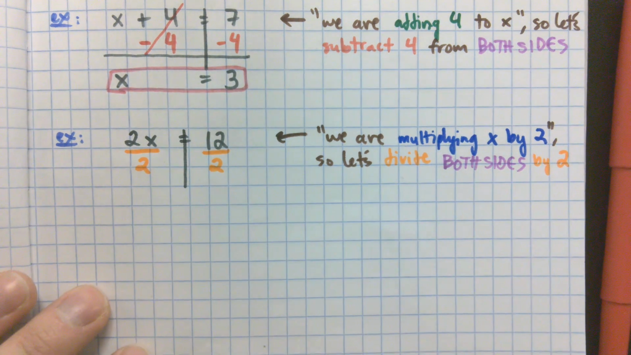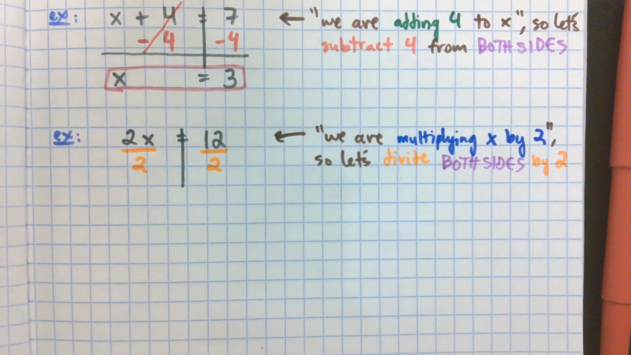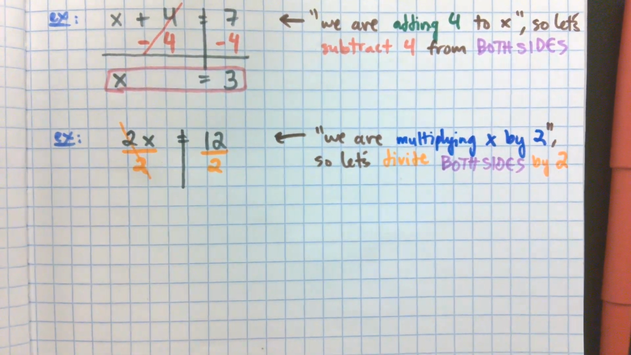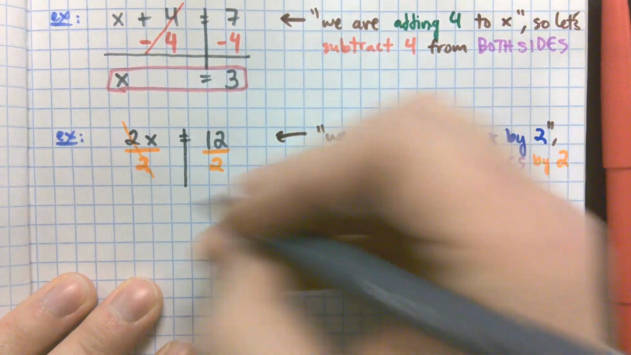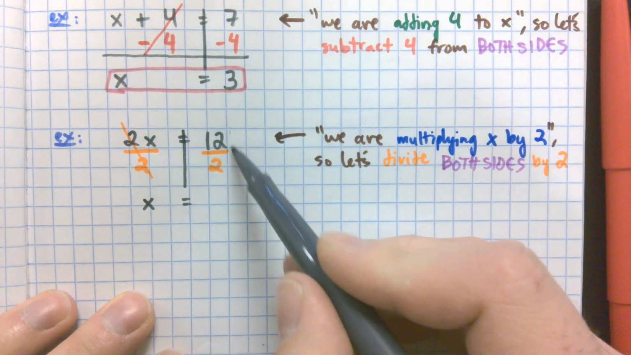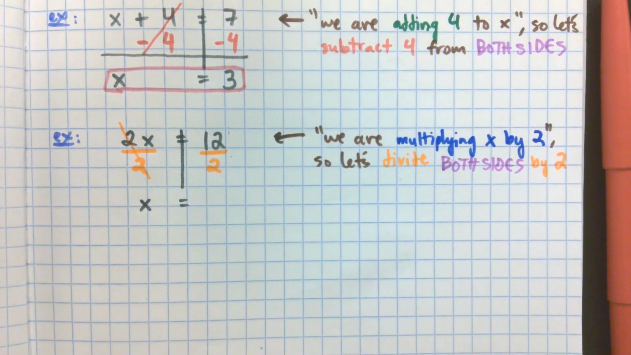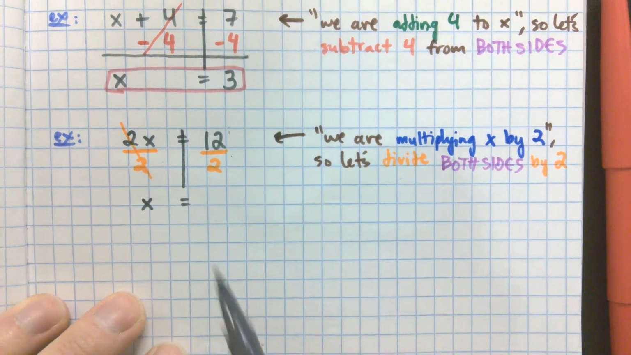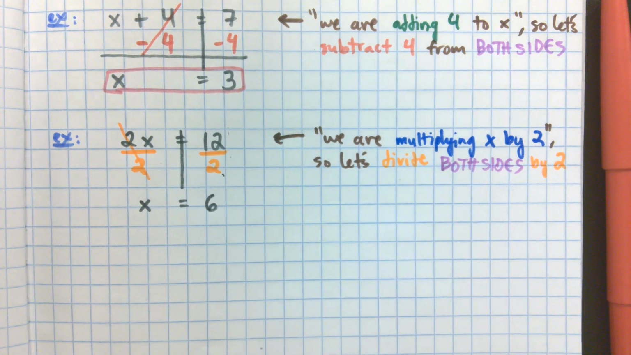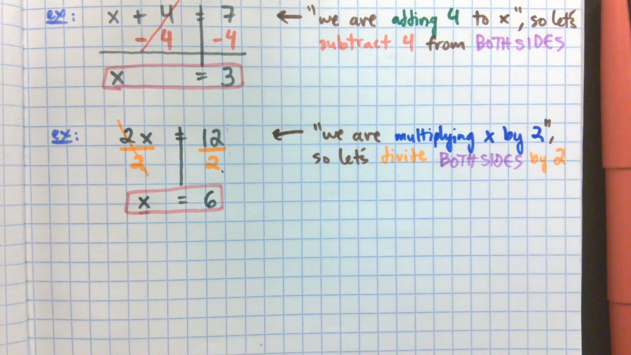And then we simplify. What happens when we have 2 divided by 2? What does that equal to? 1. So we could just cancel those out. Leaving us with x is equal to, what's 12 divided by 2? 24. That would be 12 times 2. 12 divided by 2 goes into 12 6 times. 12 over 2 gives us 6. There's our answer. x is equal to 6.